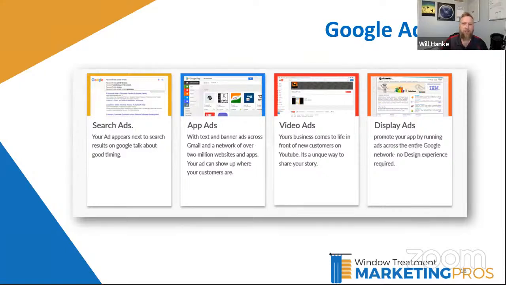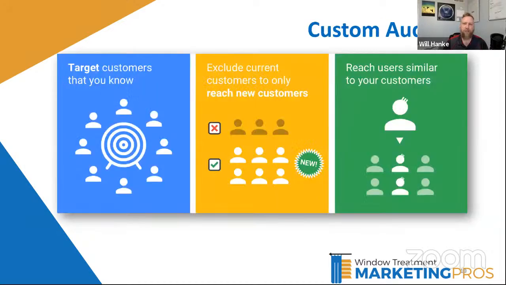And display ads. Display ads are ads that are running on other websites that are maybe similar to the audience that you're trying to reach. And these are third-party partners with Google that are showing Google's ads on their website in exchange for a piece of the click price when somebody clicks on that ad. So there's a lot of different ways to run ads for your business.